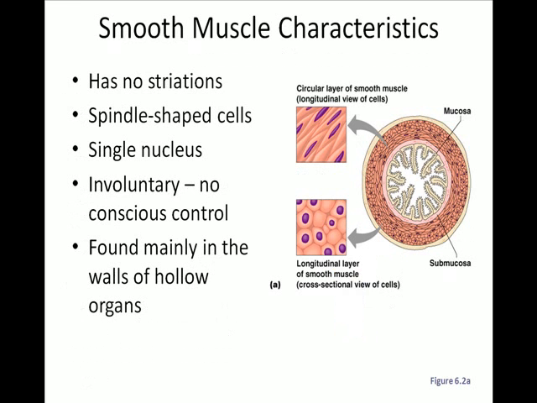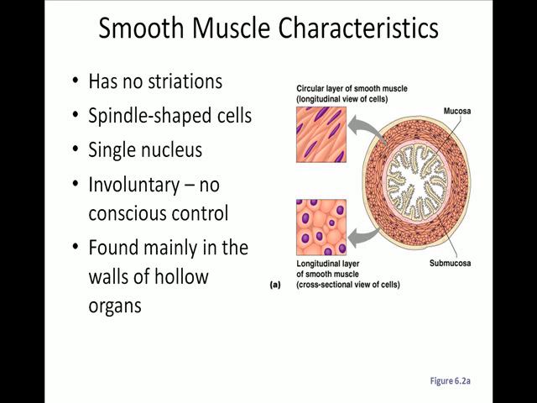Smooth muscle, on the other hand, is not attached to bones making voluntary movements, but is found attached to or around the walls of hollow organs. There's smooth muscle around the outside of your intestines, around your stomach, and around your bladder, and that smooth muscle is what allows contraction of those hollow organs. There are no striations in smooth muscle.